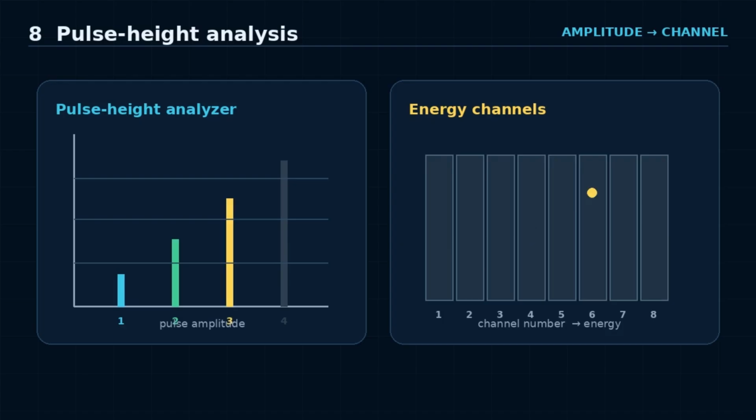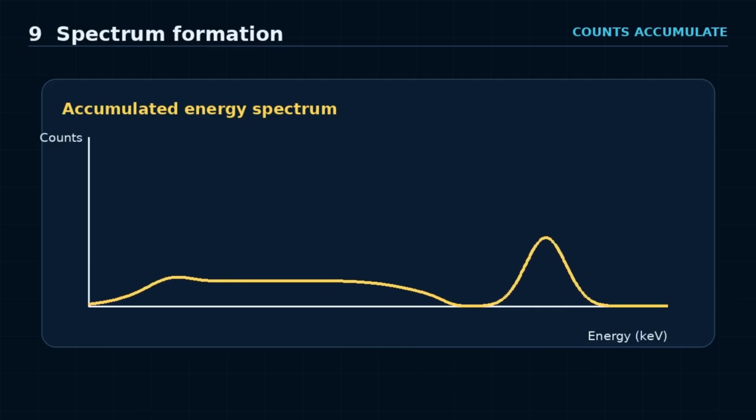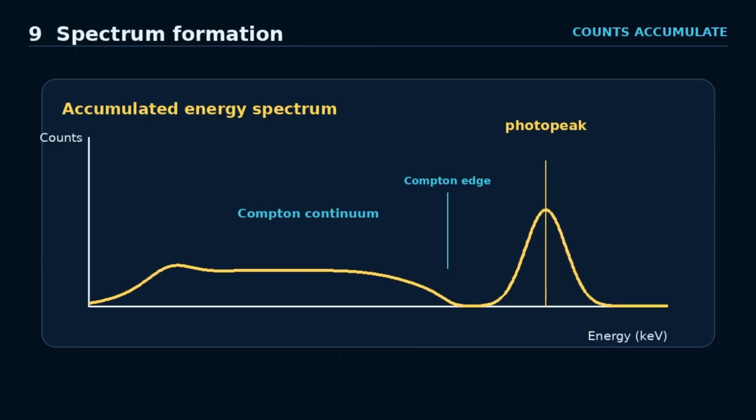As many events are recorded, the channel counts form an energy spectrum. Compton interactions contribute to the lower continuum, while full energy events contribute to the photopeak.